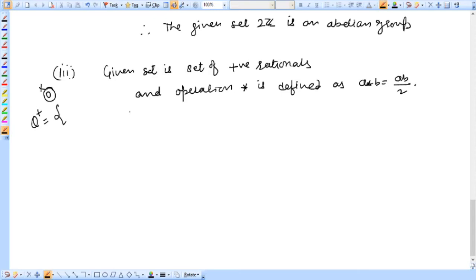So now, as I told you, this Q positive set doesn't include 0, okay? Keep this thing in your mind. And the operation is ab by 2. So firstly you see, can it satisfy the closure property?